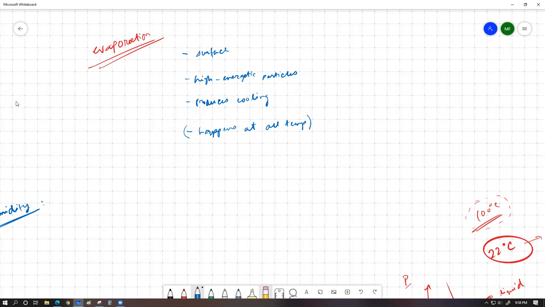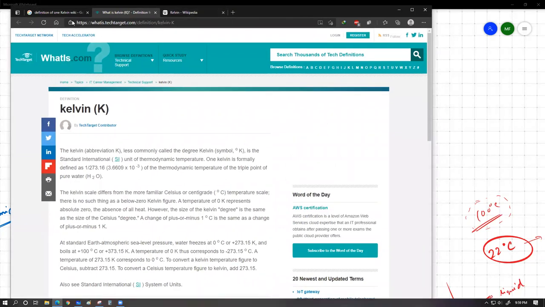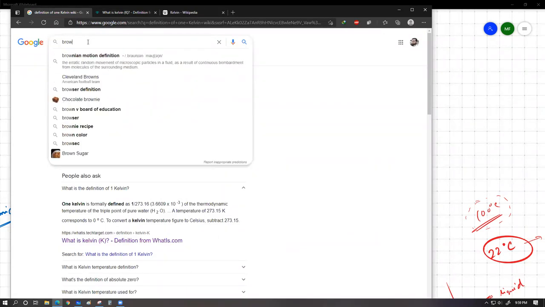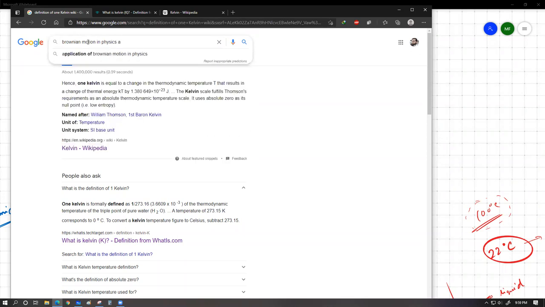You kids have learned about Brownian motion in your chemistry. Did you do that? Brownian motion, do you know what that is? No? I can explain. Let me show you a bit of an animation. Maybe that might actually help. Brownian motion in physics animation.